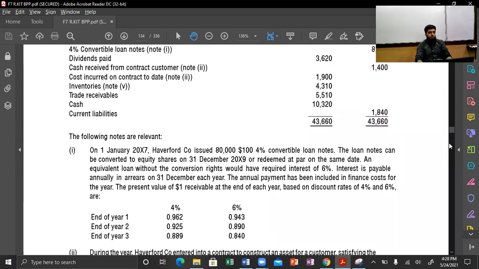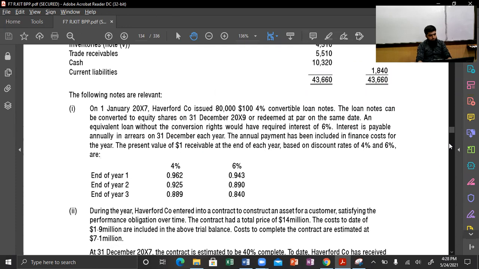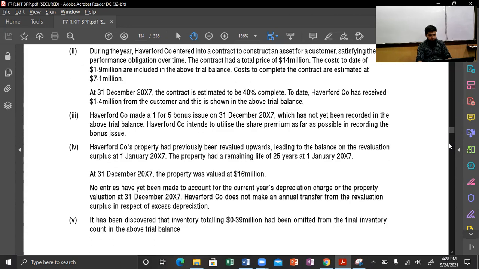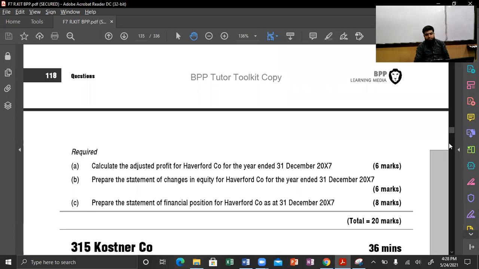Excel format. So there's a trial balance given, a short trial balance in which the assets, equities, and liabilities details are given. For few requirements, few adjustments are there. I think five adjustments in this question, and the requirement is calculate the adjusted profit for Harvard Company for the year ended 31st December 2007.